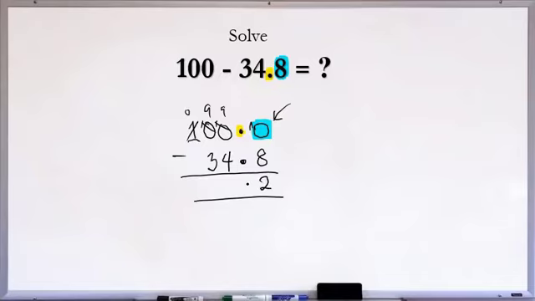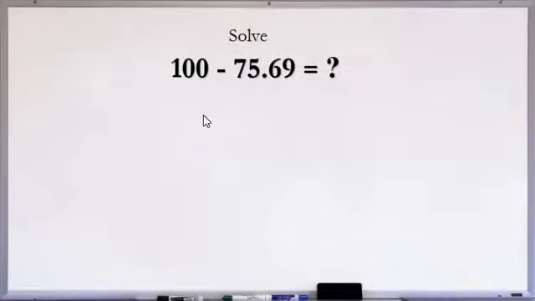Decimal point, decimal point, decimal point. 9 minus 4, that will give us what? That will give us a 5. 9 minus 3 will give us a 6. So our answer is what? 65.2. Our answer is 65.2. Beautiful.